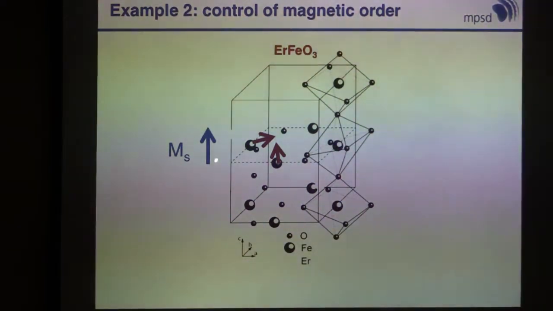Forget the details. This is what we call a canted antiferromagnet, which means that on two sides, the spins are effectively pointing toward one another, but because there is some spin orbit coupling, one particular type of spin orbit coupling, which we call the Dzyaloshinskii-Moriya interaction, the spins don't quite point toward one another, but they are tilted, and therefore along this axis there is a finite magnetization.